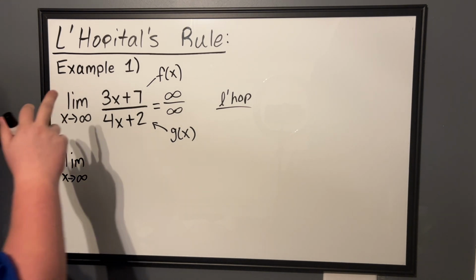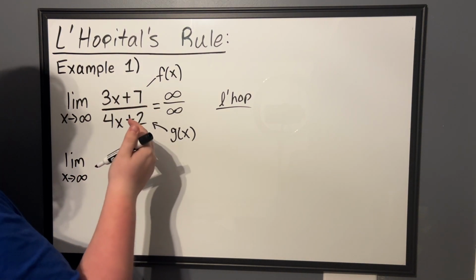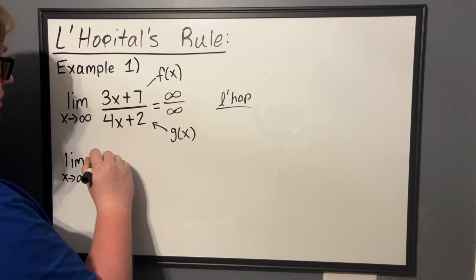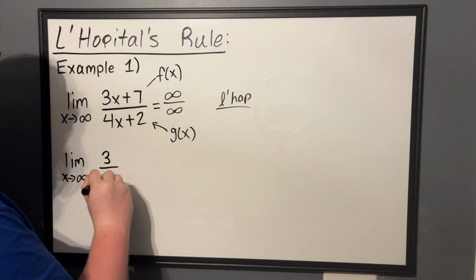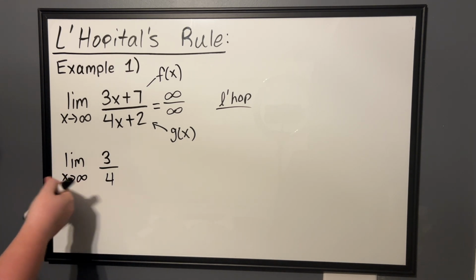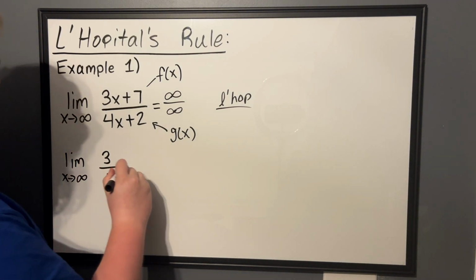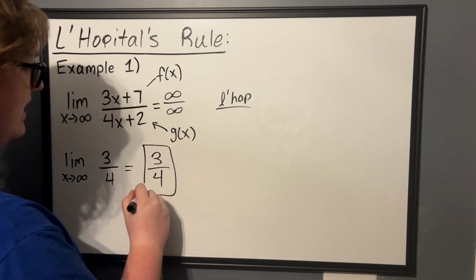So the derivative of 3x plus 7, we just take the derivative of the 3x, right? Because the 7 doesn't ultimately matter. So the derivative of 3x is going to just be 3. And the derivative of 4x plus 2 is just going to be 4. So this is now the limit as x goes to infinity of 3/4. Well, there's no x here. So this limit doesn't even matter. We're just going to get 3/4, right? So 3/4 is our answer.